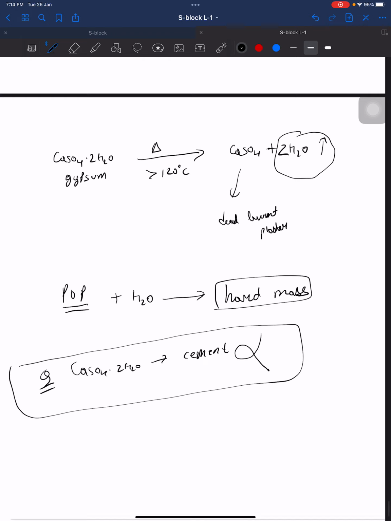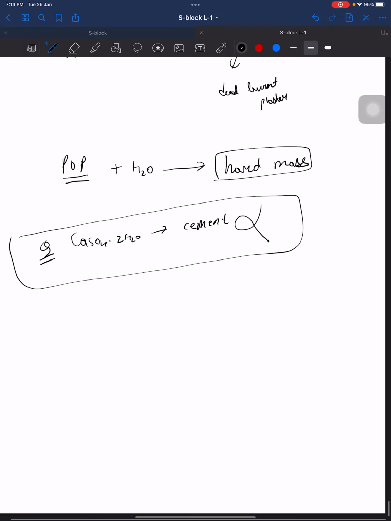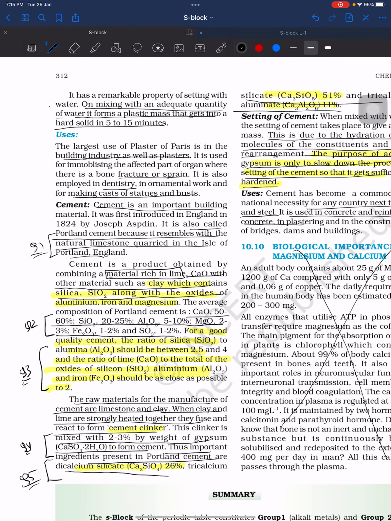That is false. Cement is a complex mixture. It is basically not even a compound, it is a mixture of many different compounds, not only calcium sulfate. So we'll discuss what cement precisely is.